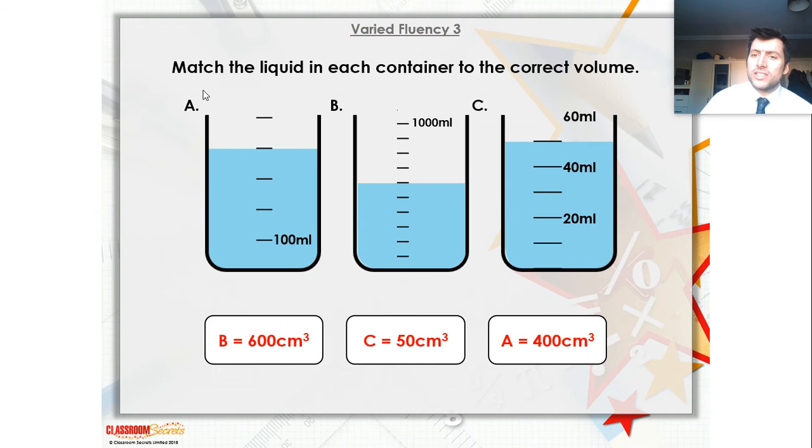See if we were able to identify that. Hopefully we are, because we see that 50 milliliters is the equivalent to 50 centimeters cubed. So 1 centimeter cubed is the same as 1 milliliter. 400 centimeters cubed is A, and 600 centimeters cubed or 600 milliliters is B.